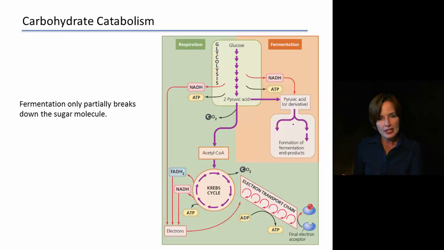The other way of breaking down carbohydrates is called fermentation. Fermentation is going to start with glycolysis just like cellular respiration did, but the big difference here is that fermentation is only going to partially break down the sugar. And since it's only partially breaking down the sugar, we will only partially get the energy out of it. So overall, it is going to be a much less efficient process than the respiration side.